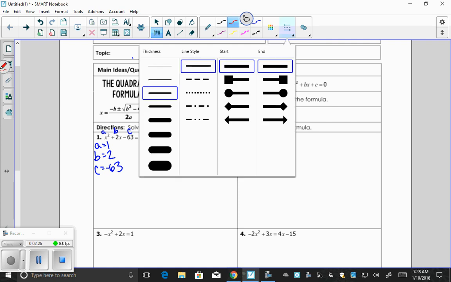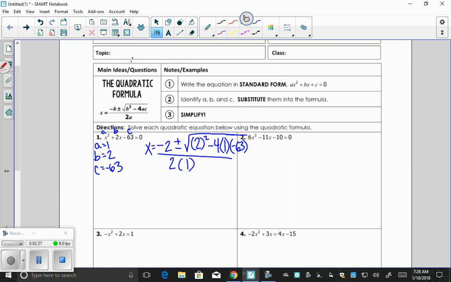So the numbers that we put in for a, b, and c were here, here, here, and here. Everything else was part of the formula. So the numbers you see in red are what we put in. Everything else is the formula.